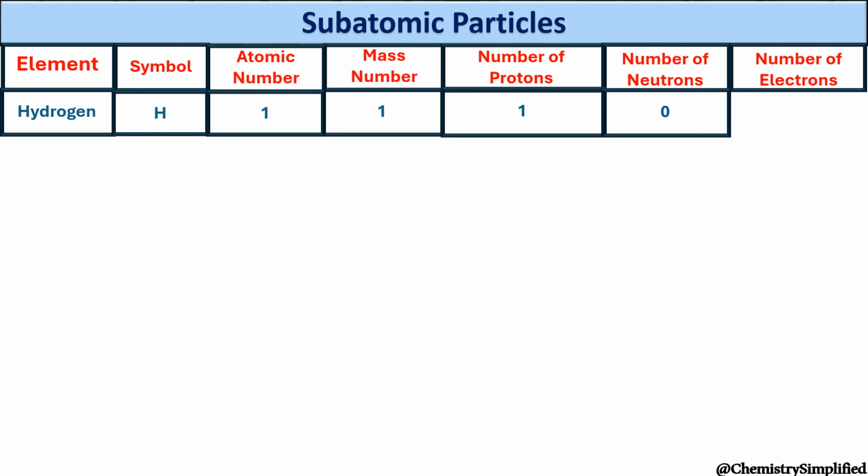And lastly, number of electrons. Since this is a neutral atom, we expect the number of electrons to be the same as the number of protons. So we have 1 proton, so the electron should be 1 as well.